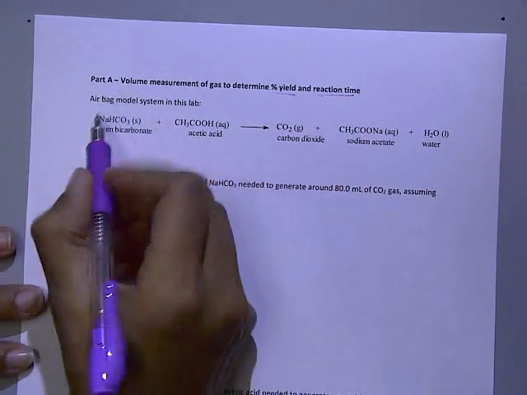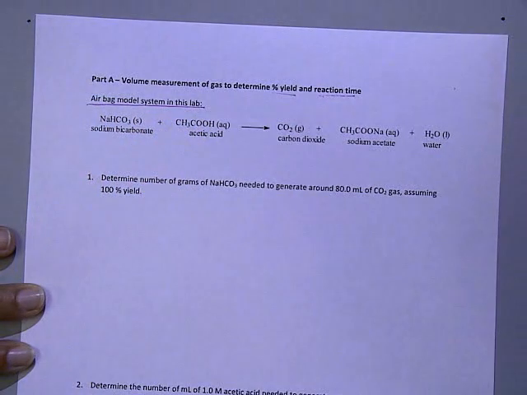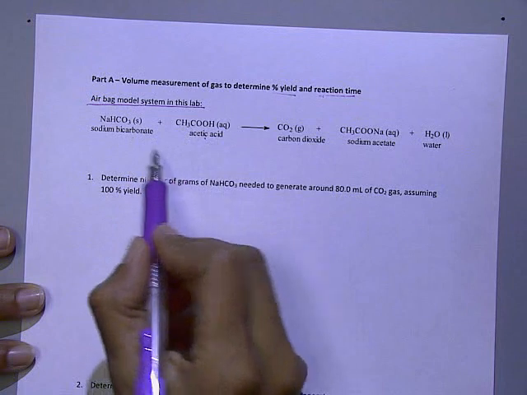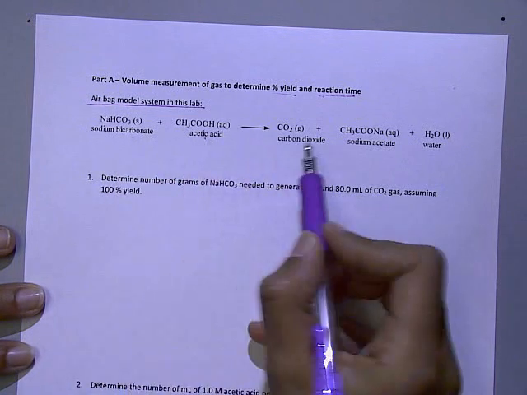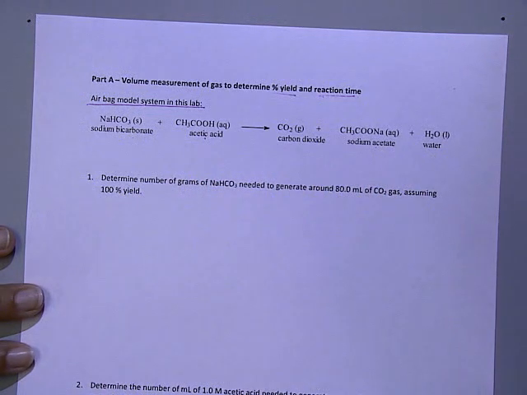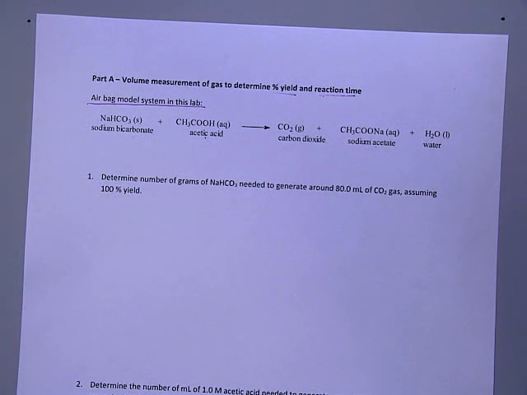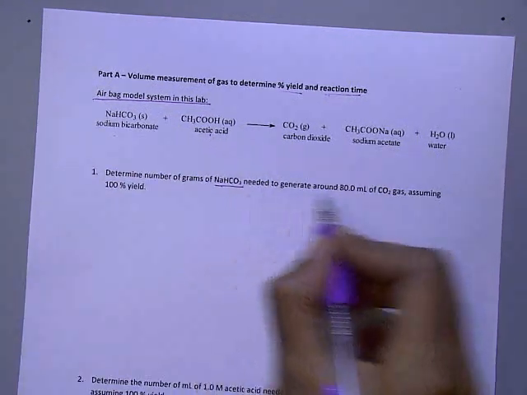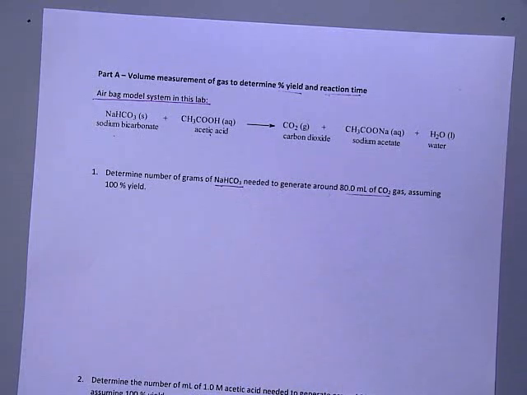So as I mentioned, we have an airbag model system in this lab. Our model system is sodium bicarbonate reacting with acetic acid, so this is actually baking soda reacting with vinegar, to yield carbon dioxide, sodium acetate, and water. If you notice step 1 of part A, and again, please bring this to lab, it says that you need to determine the number of grams of sodium bicarbonate needed to generate about 80 mL of CO2 gas, assuming you have 100% yield.